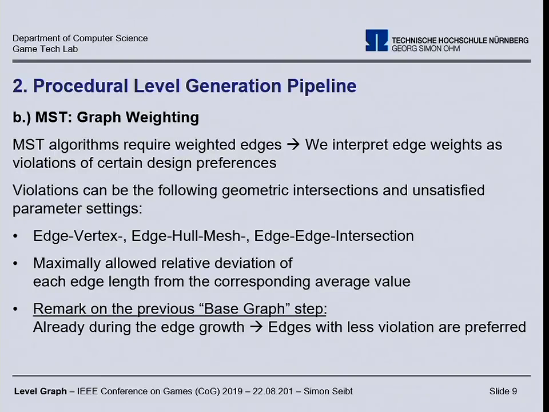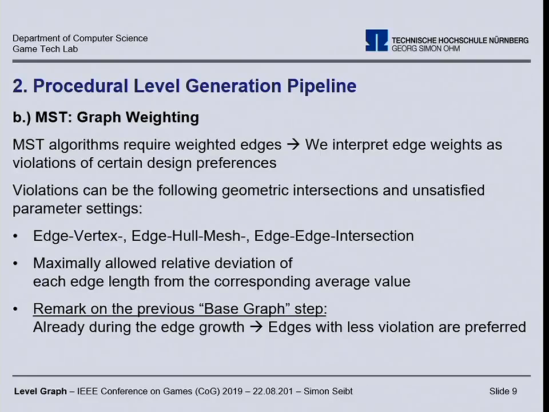total weights. So in our pipeline, we interpret weights as violations of certain design preferences. Violations can be geometric intersections and unsatisfied parameter settings. So what are geometric intersections? A geometric intersection exists if an edge of the base graph intersects a vertex, the hull mesh, or another edge. There's also a violation if an edge length is greater than the maximally allowed relative deviation from the corresponding average value. So edges, or better corridors, which are too long can be removed by the MST.